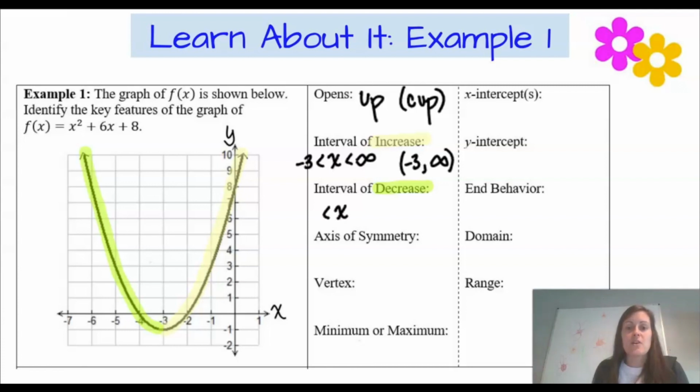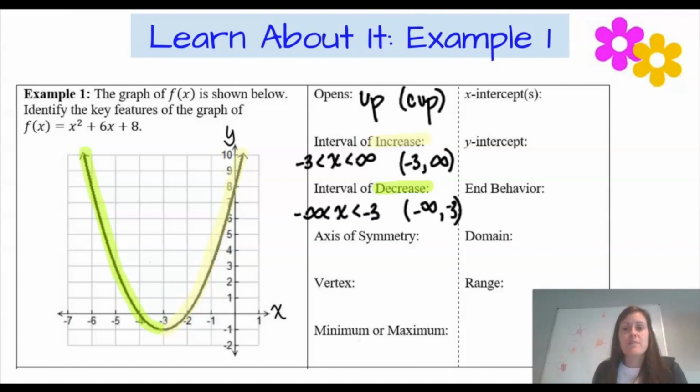So any x value greater than negative infinity and less than -3 are the places on my graph where the y values are going down or the graph is decreasing. And I can also use interval notation to show that as well.